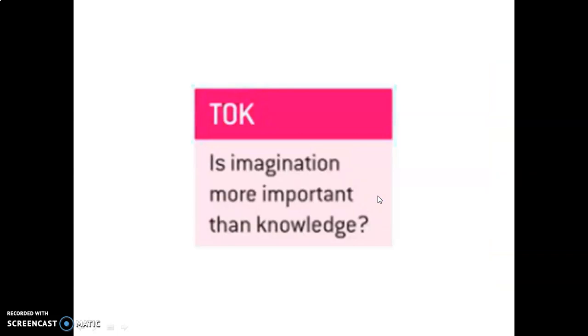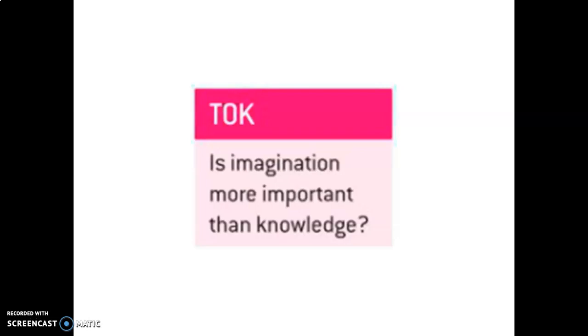But before that, I have a TOK question for you. Is imagination more important than knowledge? This is a kind of quote. I can't remember who said that. Maybe I should look that up. But it is a quote that's pretty famous out there. This might come from Einstein's quote. His was a little different than that, but he said that same thing because he's considered a very intelligent and knowledgeable person, clearly. But he said that imagination is more important than knowledge.